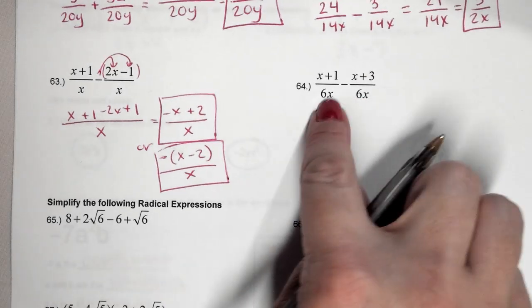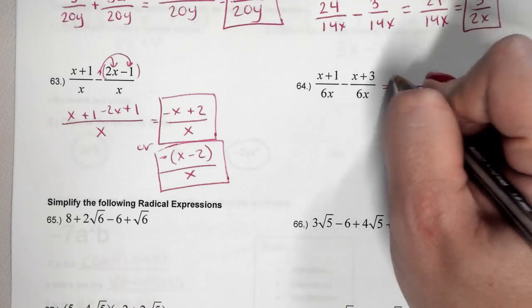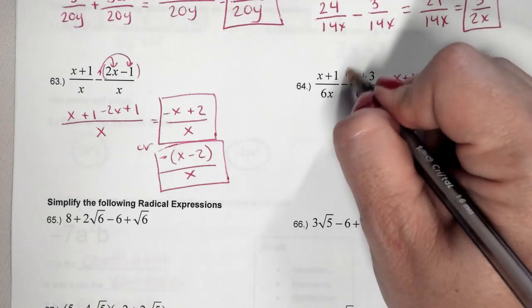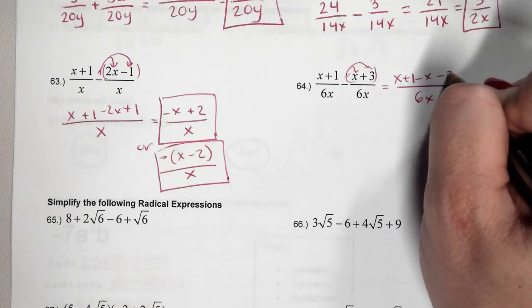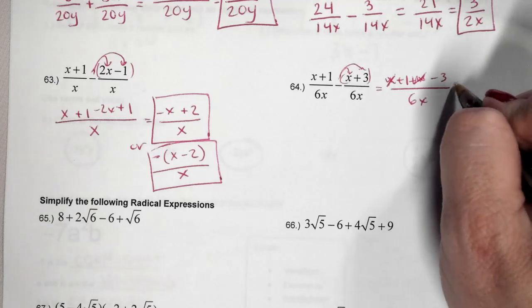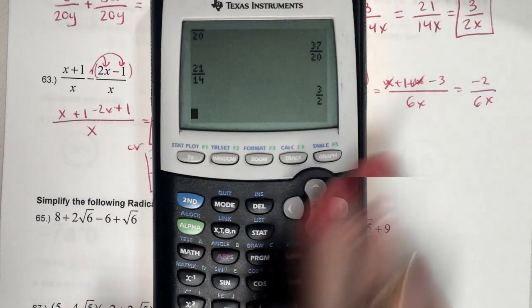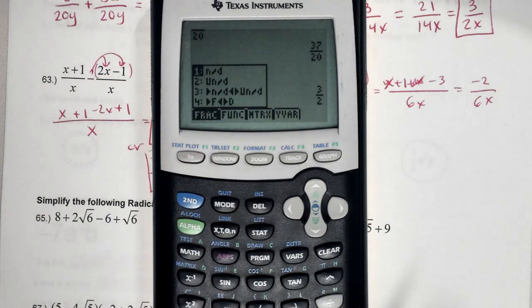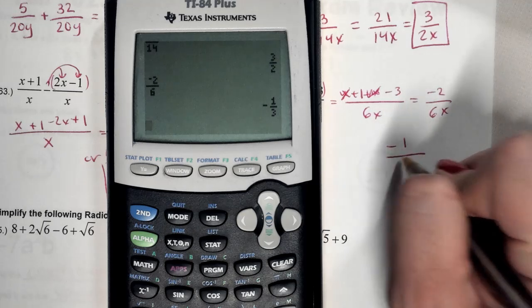Here, again, they already match, but we have to distribute that, so we get x plus 1 minus x minus 3. Well, x minus x cancels, and we have 1 minus 3, so we have negative 2 over 6x, which simplifies. And we get negative 1 over 3x.